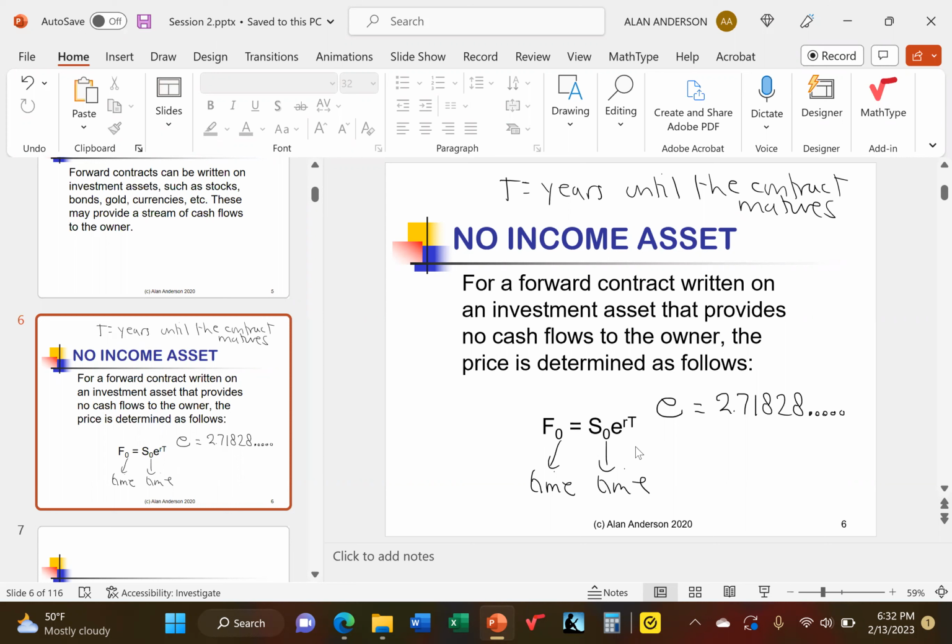So now with all that being said, all you have to remember is what you're seeing here. Just remember that when there's no cash income coming to the owner, this is how you figure out the forward price. But be aware that the reason why this is the forward price is because it's basically an alternative to acquiring the asset by, again, borrowing the money now, buying the asset now, storing it away, and then repaying the loan in the future. So that is the basic reasoning behind this formula.